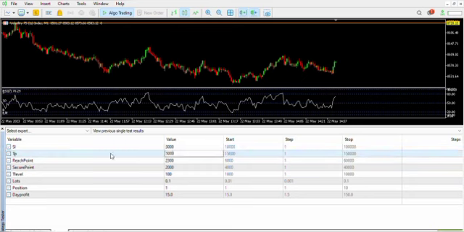Then the next one is the take profit. The take profit, you can also modify as a user. You can modify your take profit level. The 5,000 points there represents 50 pips. Then the next one is the reach point.